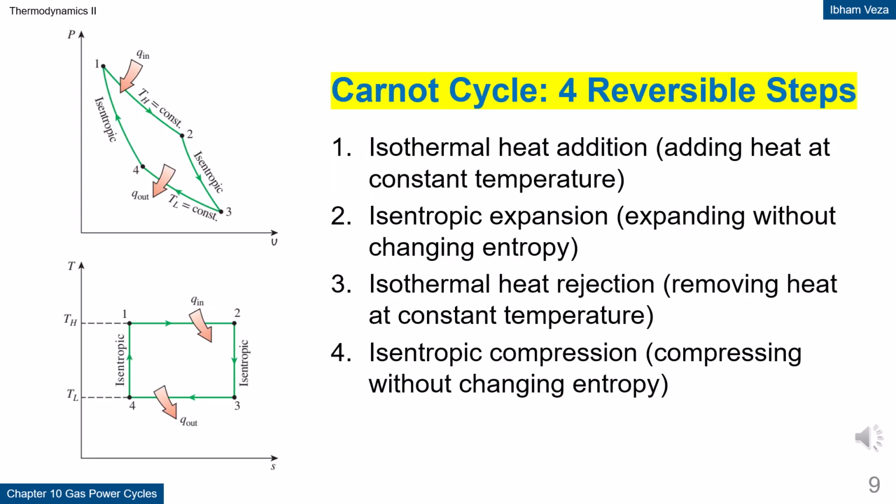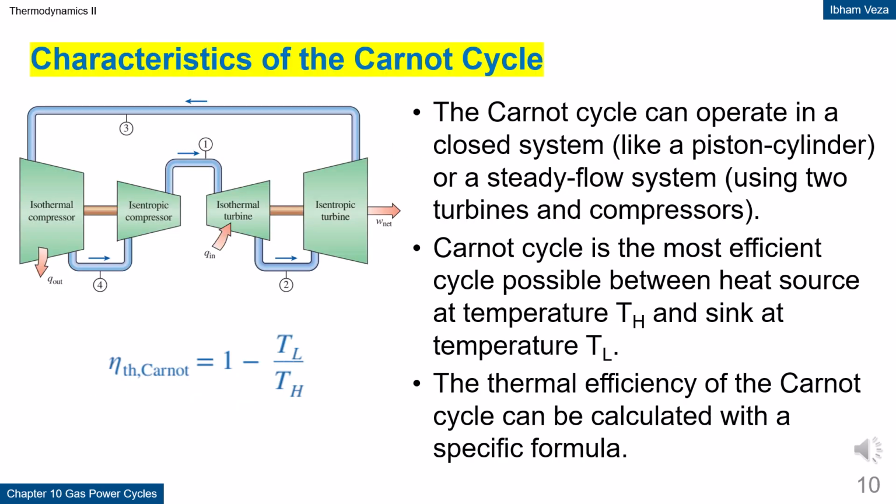Carnot cycle. 4 reversible steps. The Carnot cycle consists of 4 well-defined reversible processes. 2 processes are isothermal, and the other 2 are isentropic. This combination results in a cycle with the maximum theoretical efficiency. Each step has an important physical meaning in energy conversion. This cycle serves as the reference standard for all other cycles.